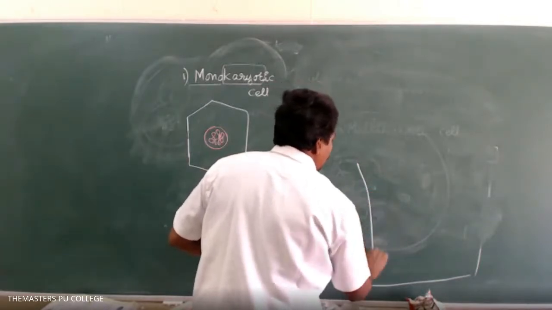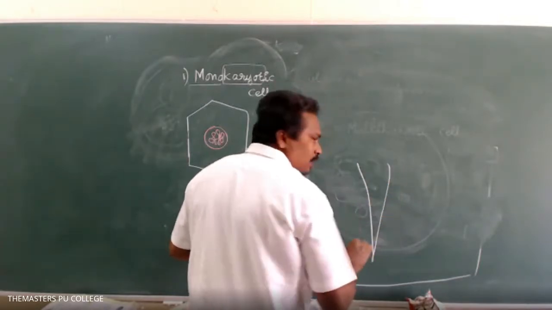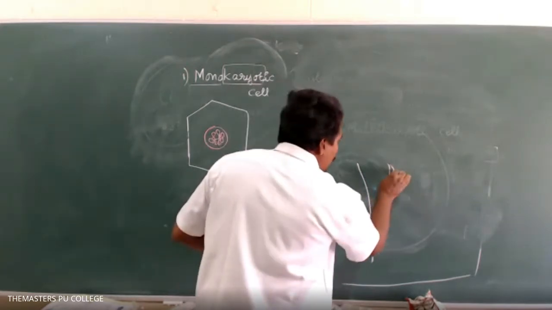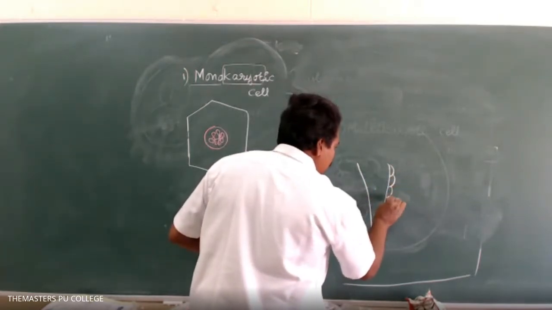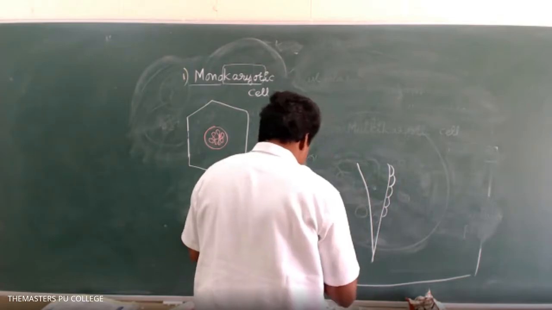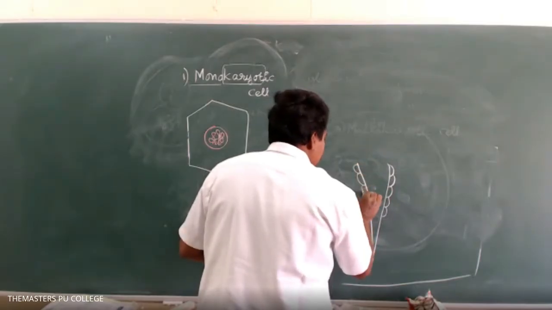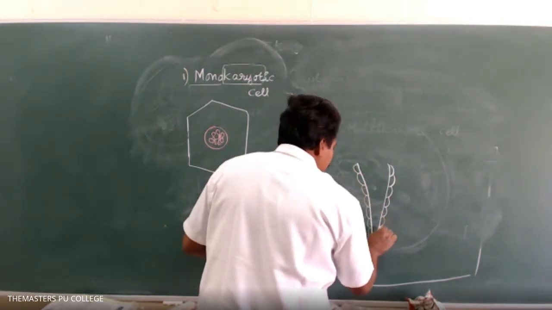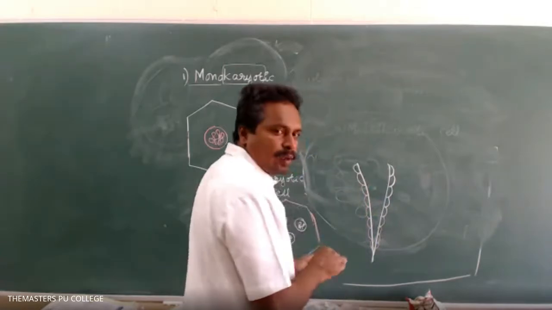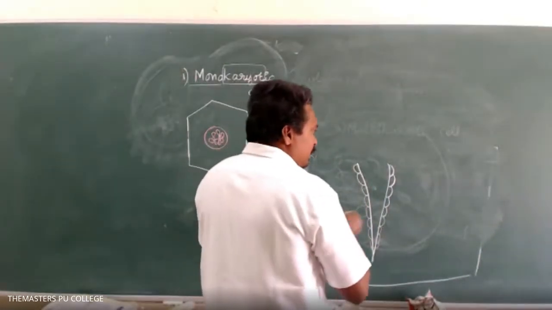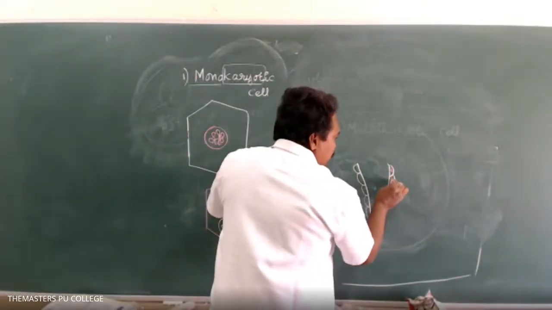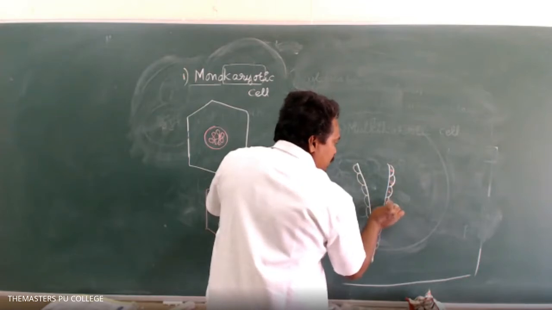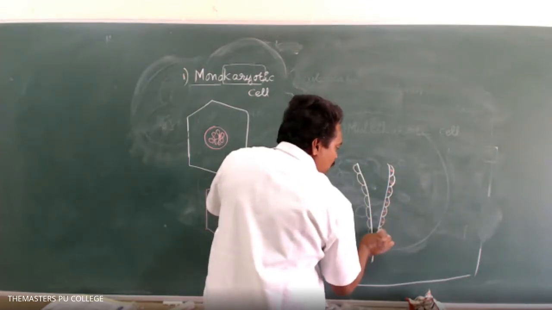In a root organ, the outermost layer. What is the outermost layer? Epidermis. Yes, the outermost layer is the epidermis. Epidermis layer, outermost layer. Here, each cell consists of one nucleus, monokaryotic.